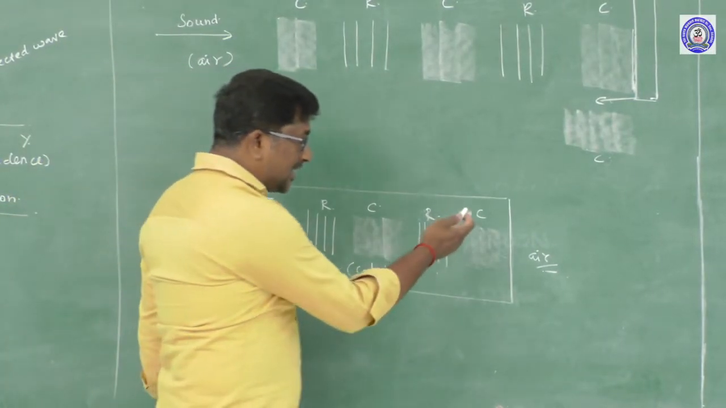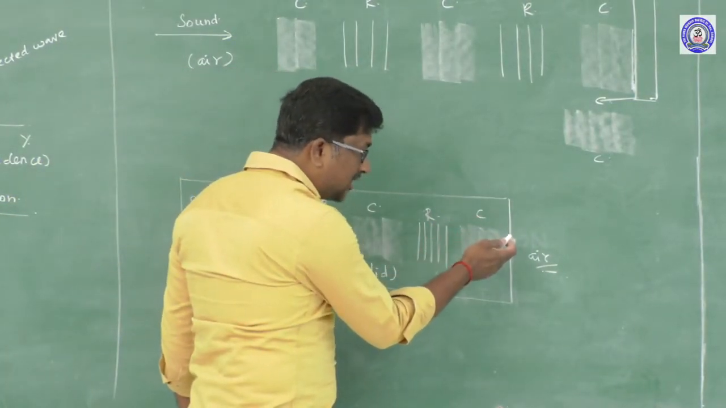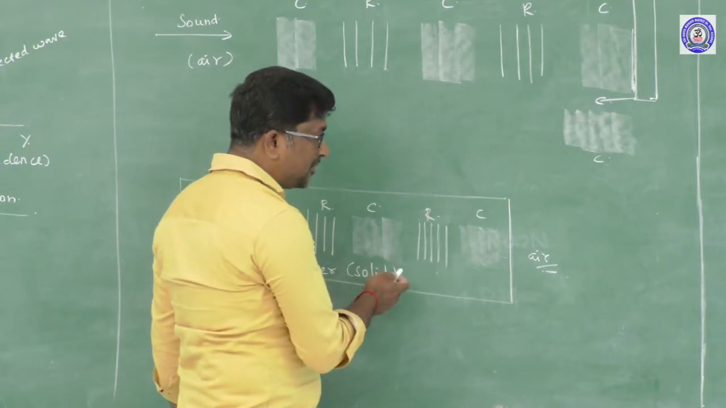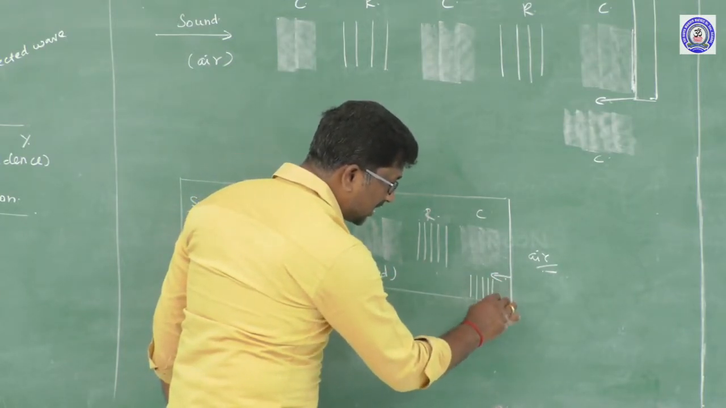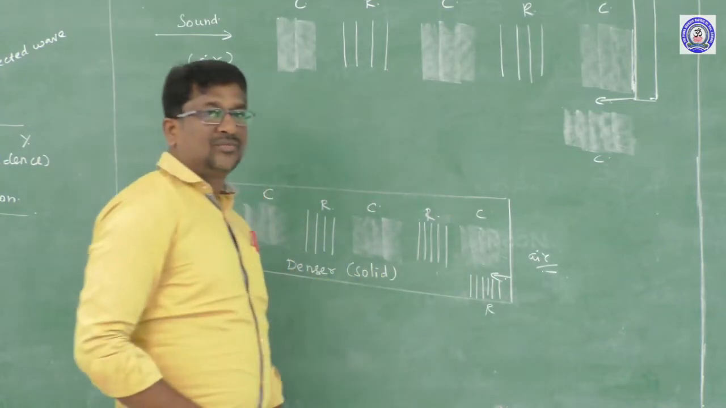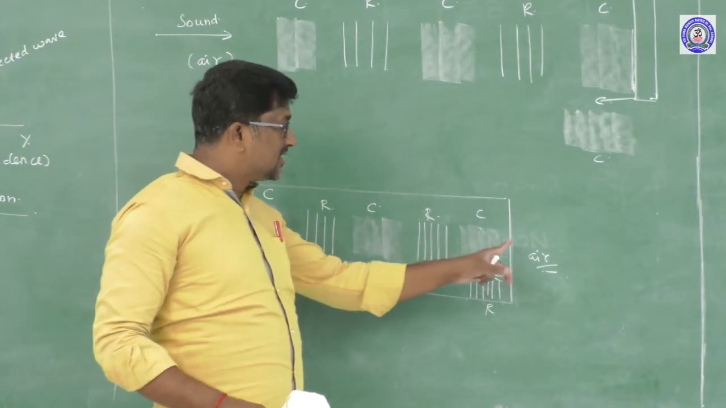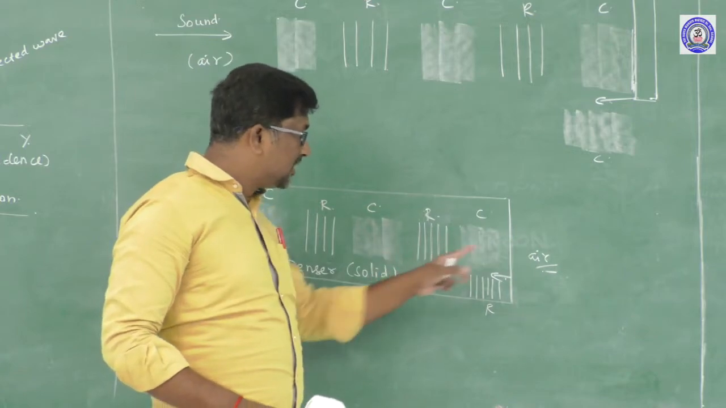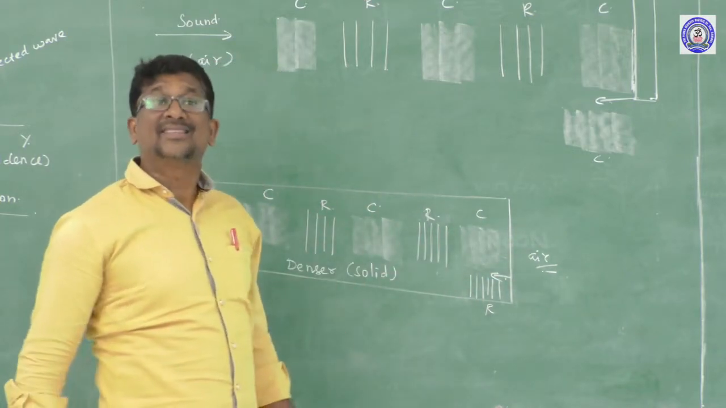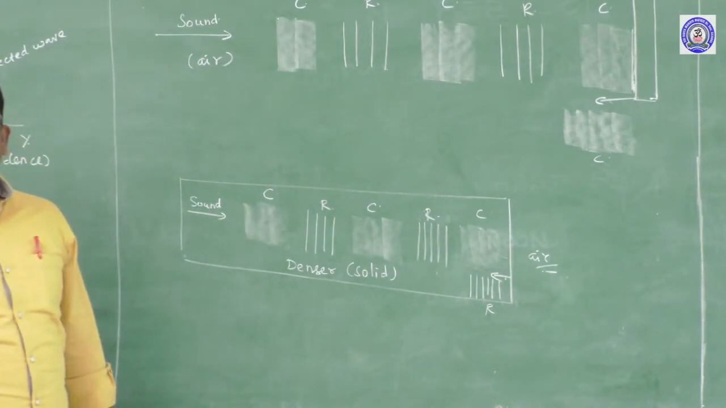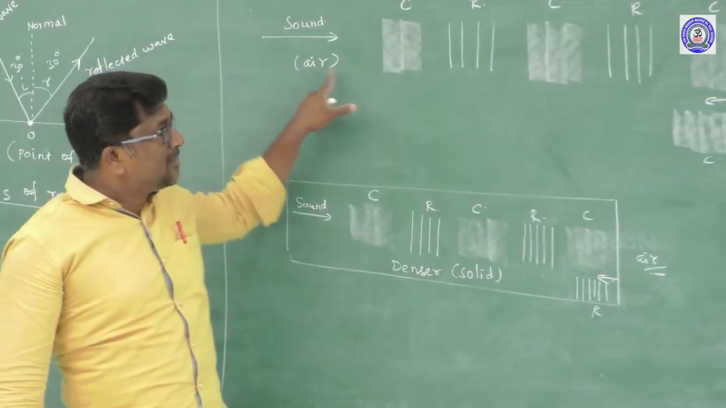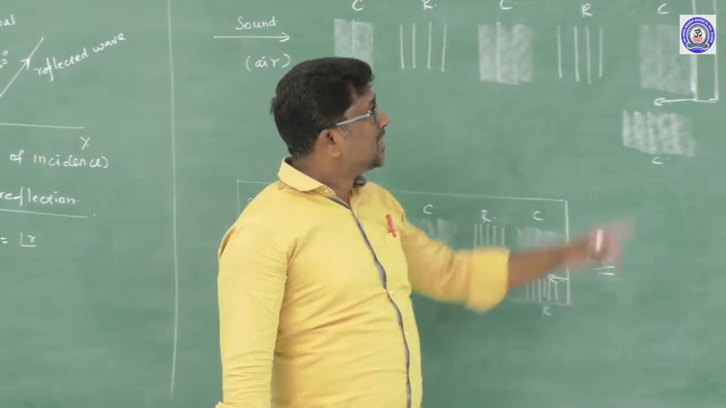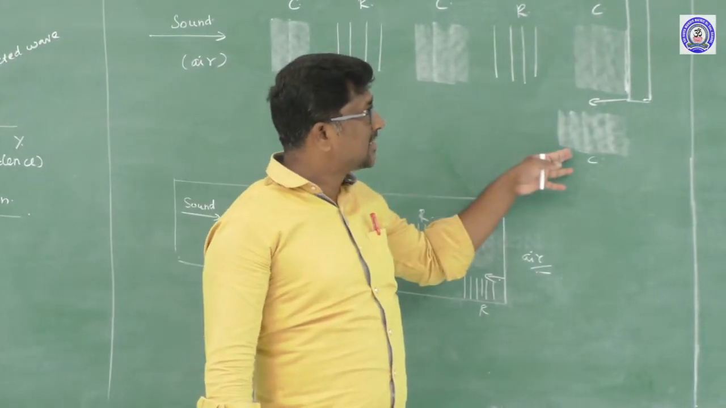If the compression is incident on the interface between the air medium and the solid medium, it is reflected as a rarefaction. Suppose the rarefaction is incident on the interface between a solid and air medium, it is reflected as a compression. If the sound wave travels in air medium and is incident on a denser medium, the compression is reflected as a compression.